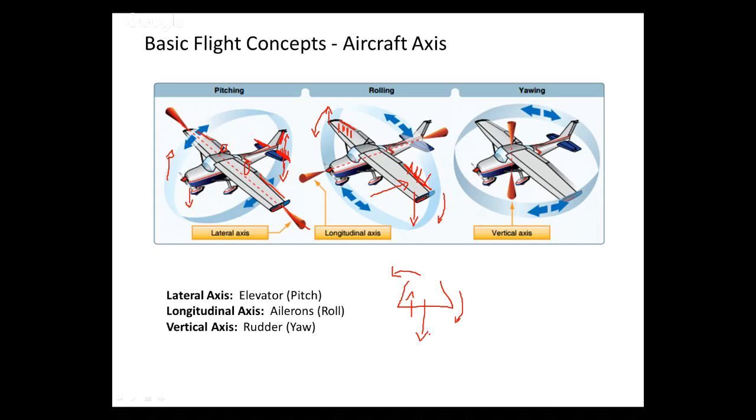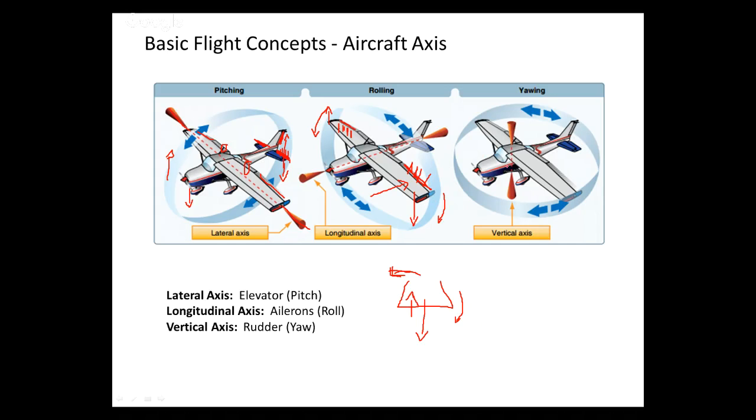And if you want to do a descending left-hand turn, you're going to push the yoke away from you and turn left. Okay. Yep. The third axis for the aircraft is going to be straight down through the middle. So enter through the top and straight to the bottom. And this axis is the vertical axis, and it is the axis by which the aircraft yaws.